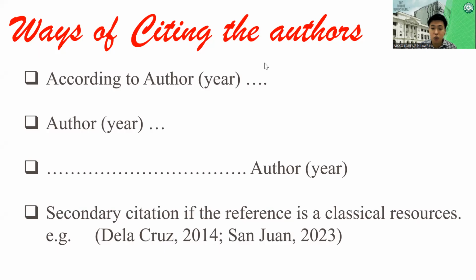There are also cases when you are doing literature review that you find some sources that are really significant. However, they cannot be included, or you are thinking twice if you will include a particular study or author because the study has been published more than 5 years ago. So you can also do secondary citation if the reference is a classical resource or belongs to classical resources. Like for example, the paper authored by De La Cruz 2014.